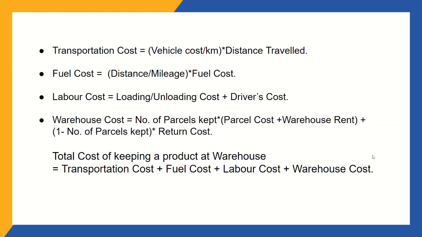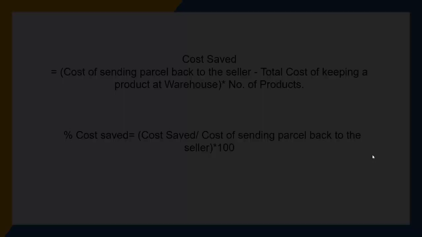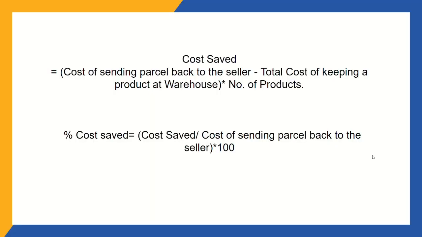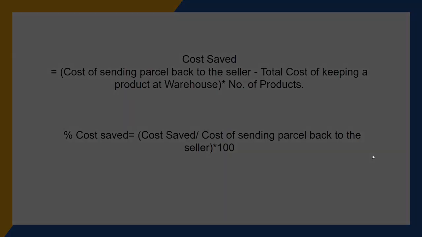The warehouse cost is the number of parcels kept in the warehouse multiplied by parcel cost plus warehouse rent plus the number of parcels that are not kept in the warehouse into the return cost. So the total cost is basically the summation of all these four. Now we can simply calculate cost rate as the cost of sending parcel back to the seller minus the total cost of keeping it at the warehouse into number of products. After this, we can simply calculate percentage cost as it is shown in the slide.